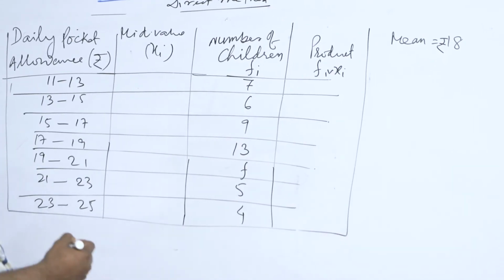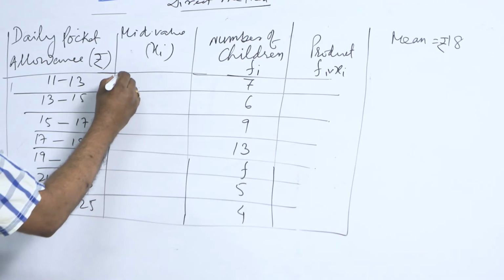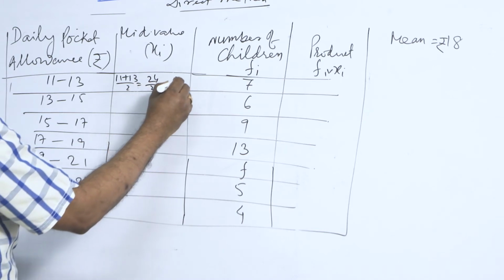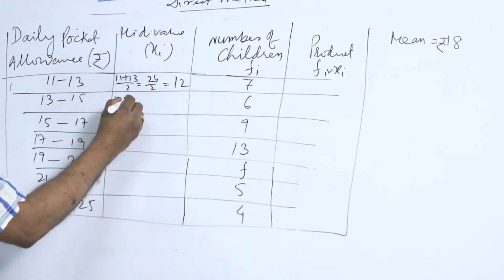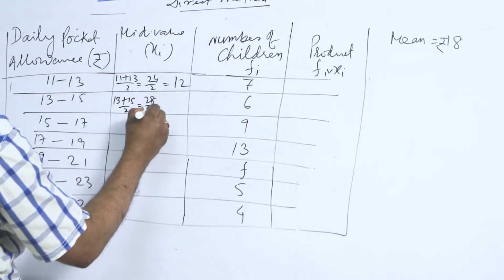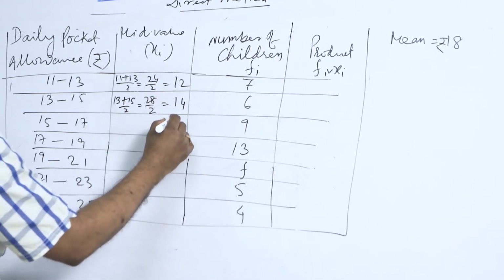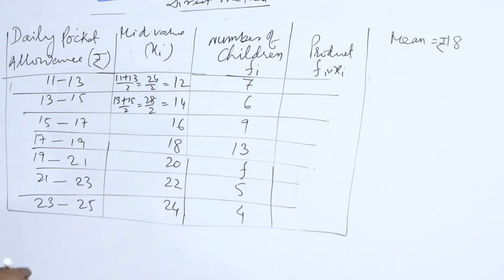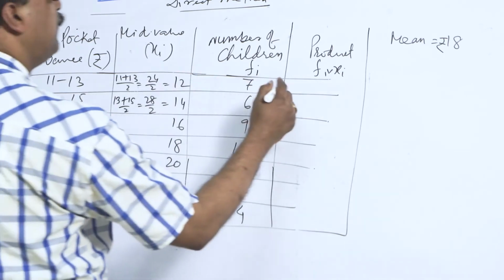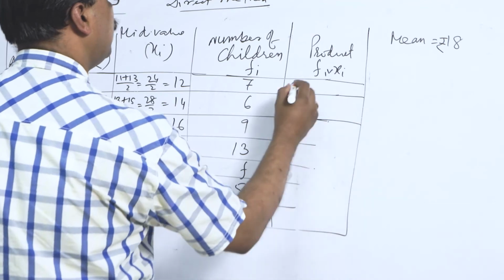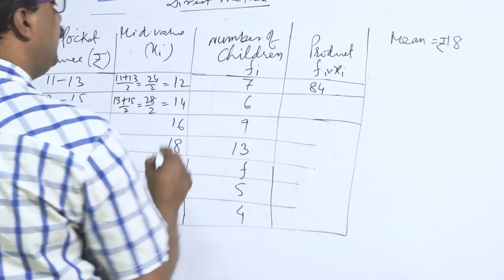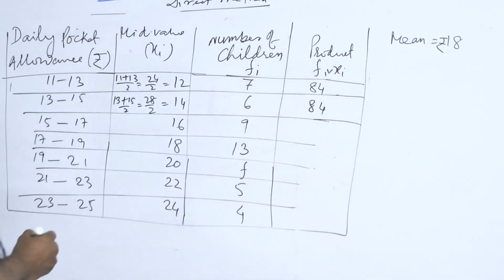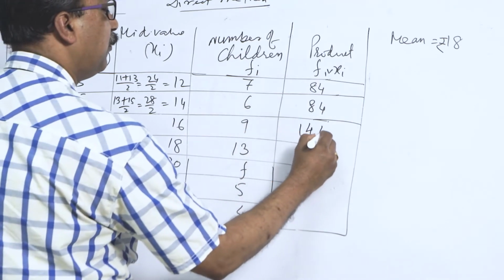Now look at here. The mid value xi, you add them. 11 plus 13 by 2. How much? 24 by 2 becomes 12. Then 13 plus 15 by 2, so 28 by 2 is 14. What is the difference? 2, no? Then it will be 16, 18, 20, 22, 24. Then you can multiply that also. Okay. So 12 into 7, 84. 14 into 6, how much? 84. Okay. 16 nines are 144.